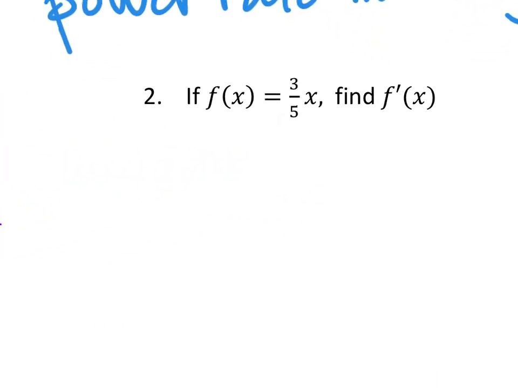Okie dokie, number two. Here is something that you just need to realize. What is the power of just an x? It is a 1. So if we're taking the derivative of this, we are multiplying the 1 times the 3/5, and then we're subtracting 1. So the derivative would be the 1 times the 3/5, and then x to the 0. Now if you recall, x to the 0 is 1. So our final answer would just be 3/5.